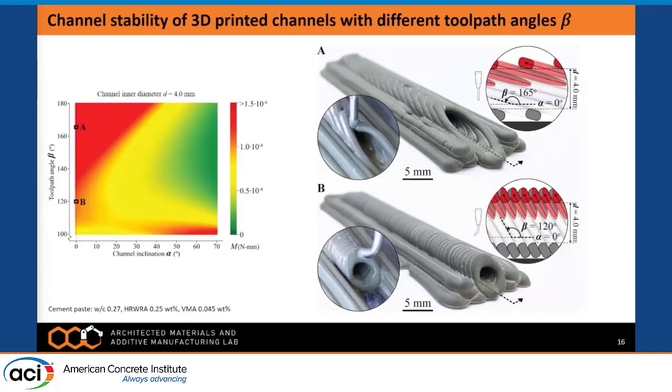We also printed channels with a channel inclination alpha of 0, so parallel to the build plate. For these channels, the analysis shows that a toolpath angle beta of 165 degrees, which is shown here in A, would result in larger overhangs than a toolpath angle of 120 degrees, which is shown here in B. And we indeed saw that the 3D printed channel of the 165 degree toolpath angle showed higher deformation of the cross-sectional shape, as you can see in these images taken during printing.